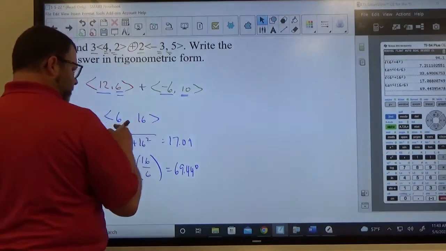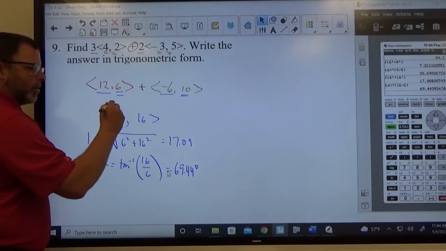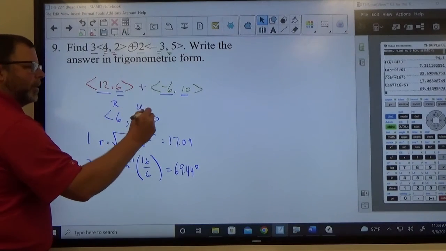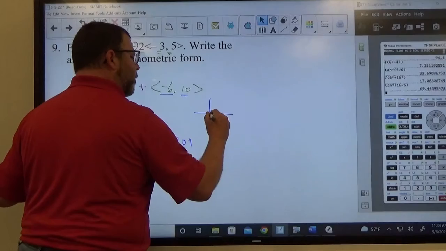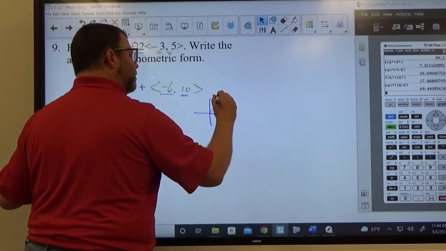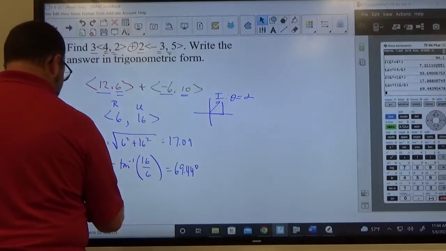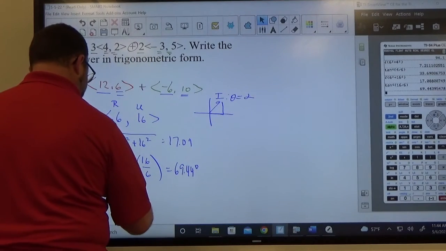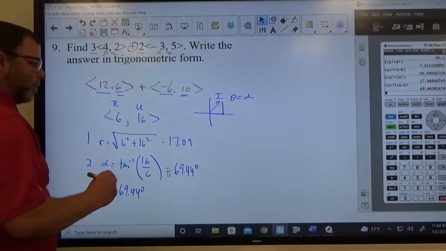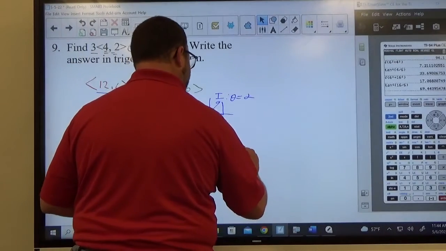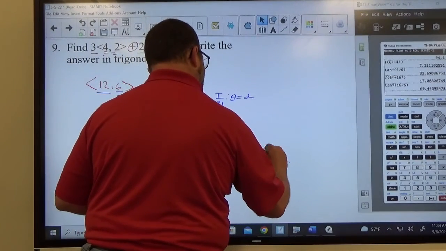And finally, my component is positive, which takes me right, and positive, which takes me up. If I'm going right and up, I end up in the first quadrant. In the first quadrant, theta equals alpha. So, step 3, theta equals alpha. So my answer is 17.09 at an angle of 69.44 degrees.